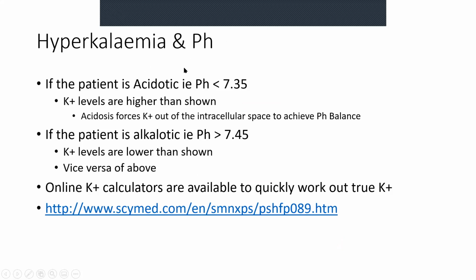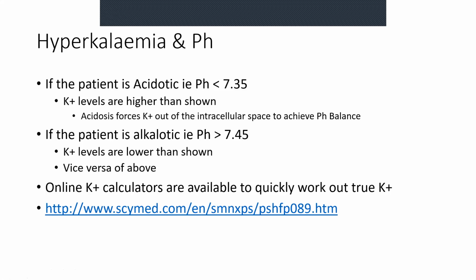So when your patient is acidotic, all right, so when your pH is below 7.35, your potassium levels are actually higher than what's shown, like on a blood gas reading. The reason for this is that acidosis in general, in order to achieve a pH balance, actually forces your potassium out of the intracellular space into the extracellular space. So what you are picking up in your blood gas, whether it be a venous blood gas or arterial blood gas, is actually a little bit lower than what you may actually have in the patient. And the worse the acidosis is, the worse the disparity.